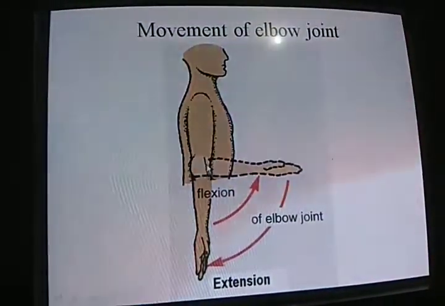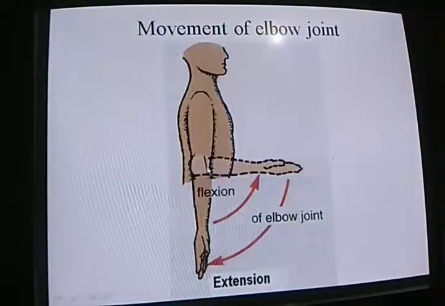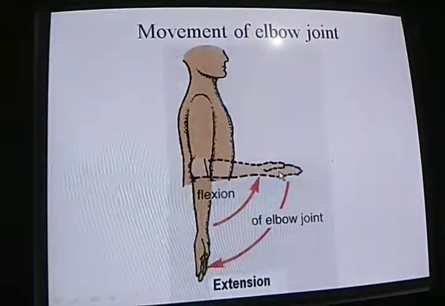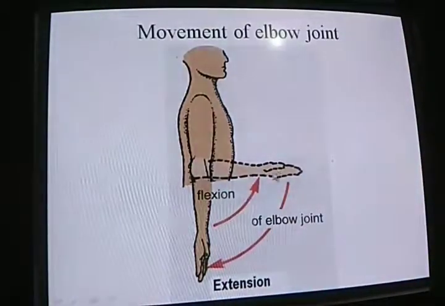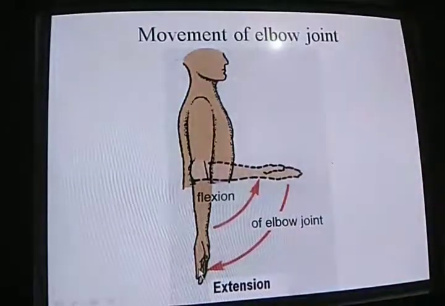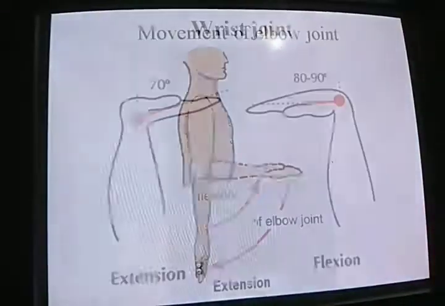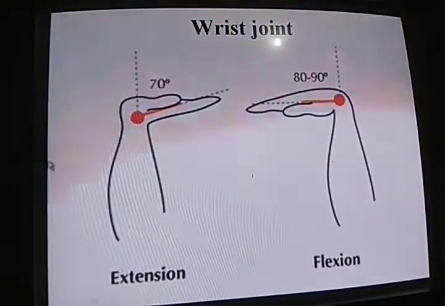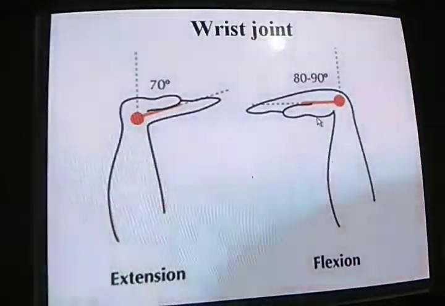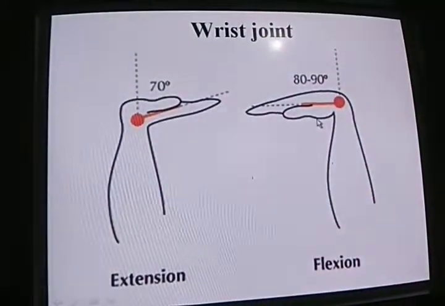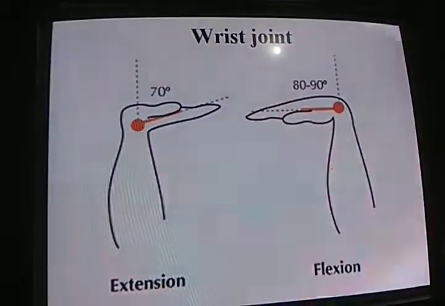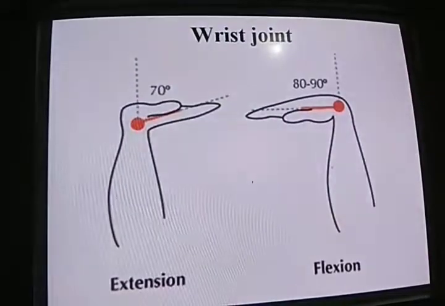This is the movement of the elbow joint. When the angle is reduced, the upward movement of the forearm is known as flexion. The straightening of the forearm is known as extension. This is the wrist joint. This is extension and this is flexion. This movement does not match the definitions of flexion and extension.